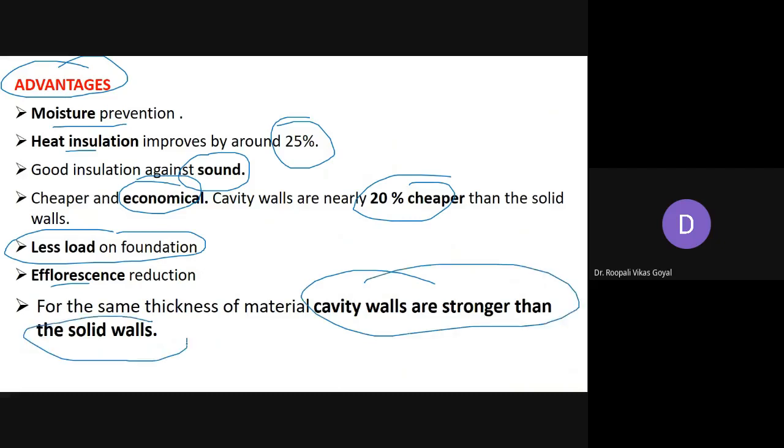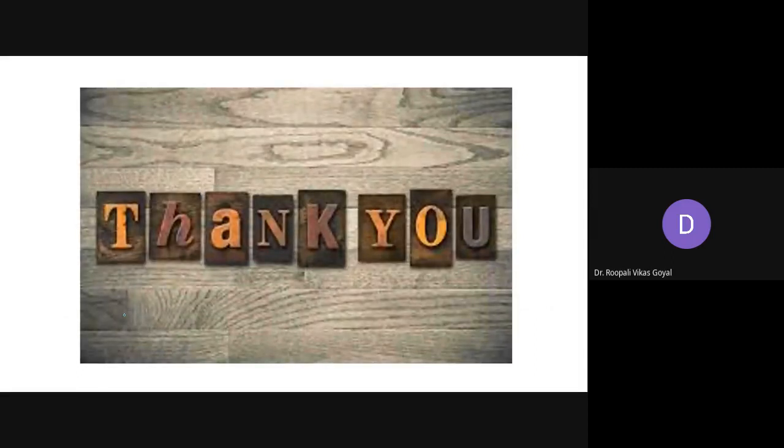solid wall. So you can say there is a variety of advantages that can be obtained with the help of cavity walls, and by taking some precautions you can build a good cavity wall and economize your construction as well as the insulation. Good insulation can be brought to your structure. So with this I would like to end my presentation. Thank you very much.